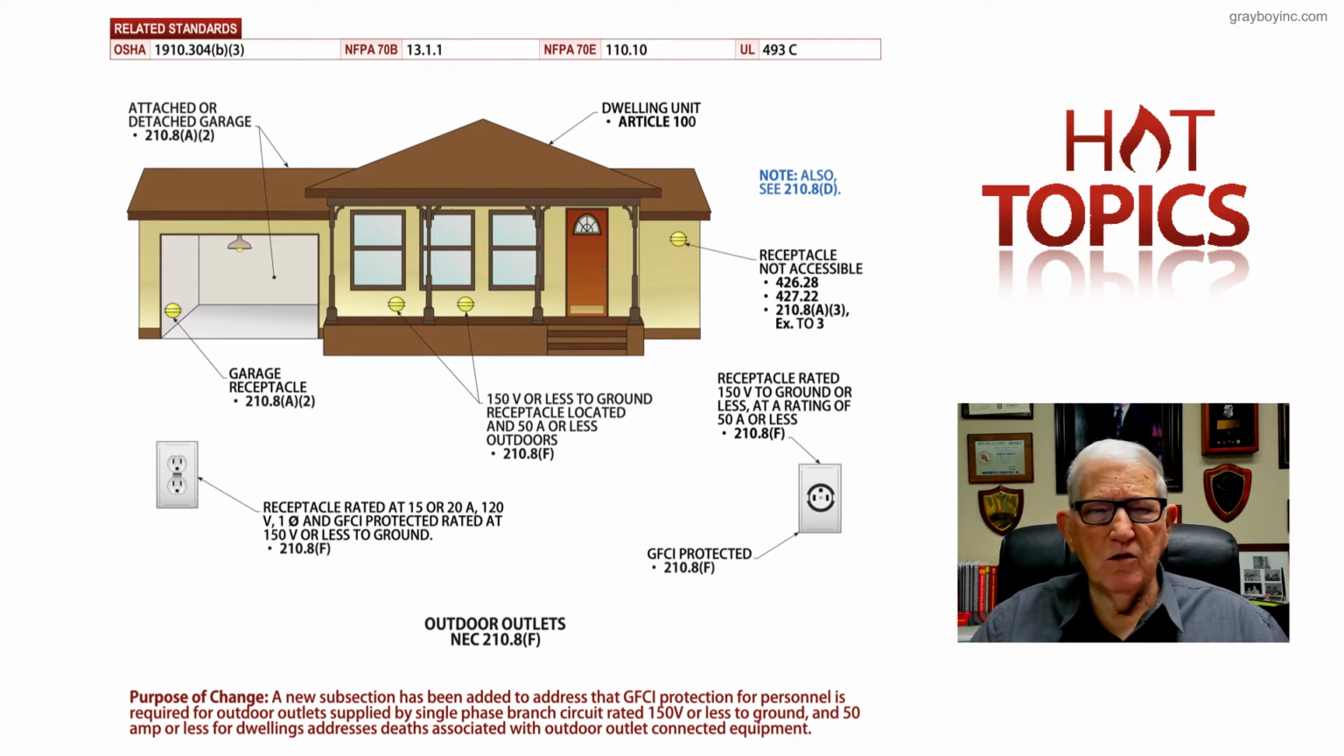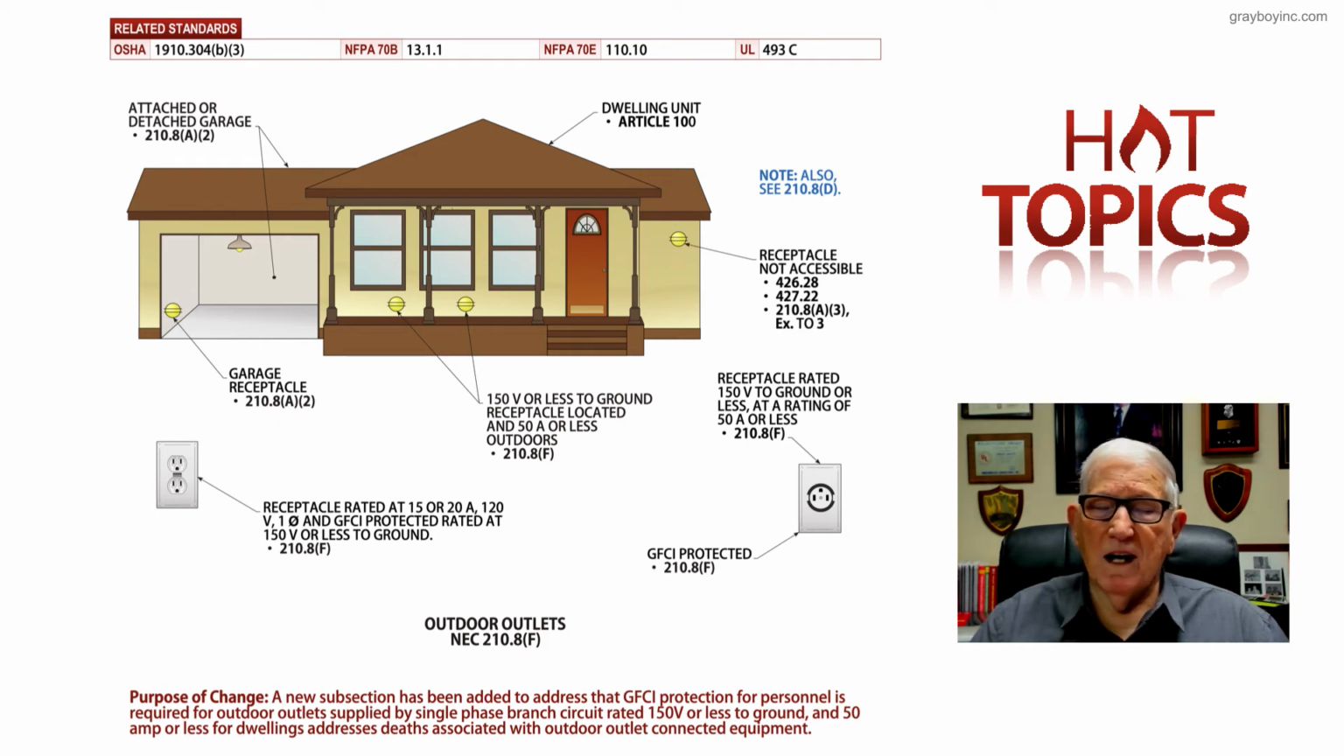And notice to the left, toward the bottom, right above the purpose of change, we have a receptacle there shown as 15 or 20 amp, 120 volt, but no more than 150 volts to ground, and it shows that receptacle. Then the one to the right, toward the bottom, we show the 240 volt, no more than 150 volts to ground, and we show it 50 amps or less.